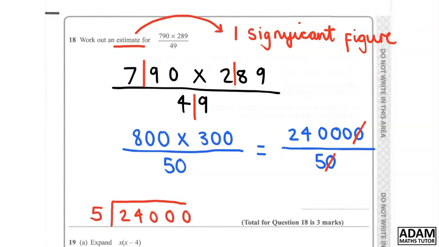So 5s go into 2, 0, remainder 2. 5s into 24 goes 4 times, remainder 4. 5s into 40 goes 8, and then 0, 0. So the answer should be 4,800. Question 19. Expand x bracket x take away 4.